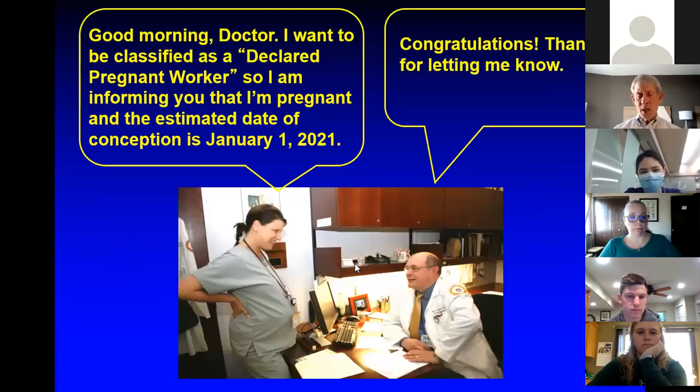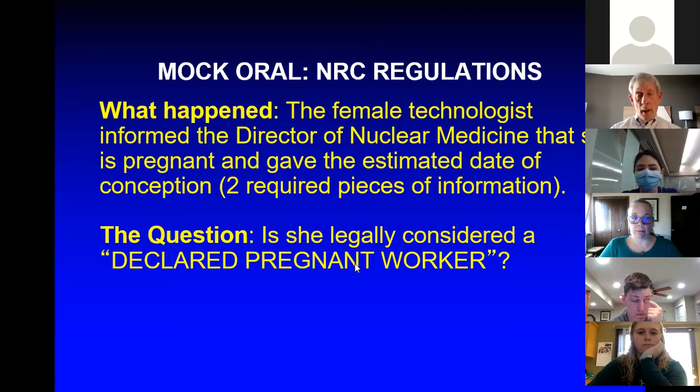This is my boss, Dr. Robert Wagner, and one of our quite pregnant technologists. The picture was actually taken a number of years ago, and she is saying to him, good morning, I'm informing you that I'm pregnant. The estimated date of conception is some point in time. And of course, he says, congratulations. So here's your question. What happened was she gave him the 2 required pieces of information, but she gave it to him verbally. So here's your board question.